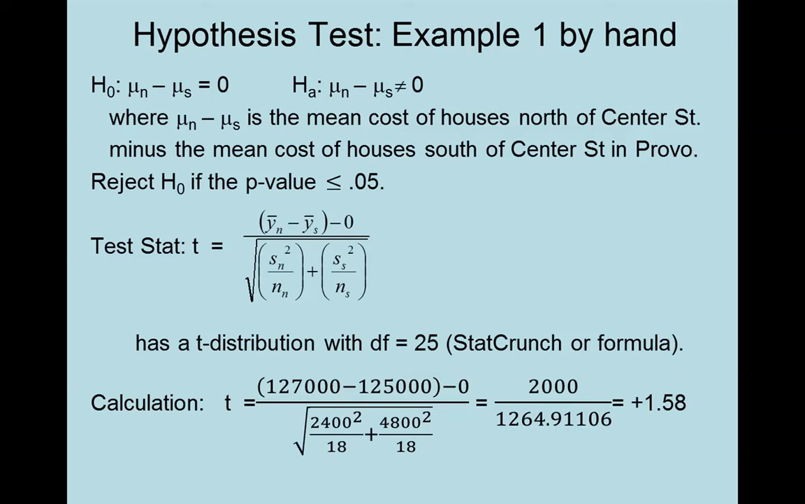So the calculation would be 127,000 minus 125,000 for the numerator, so that gives you a difference of 2,000. In the denominator, the square root of all that stuff turns out to be 1,264.91106. So when you do that calculation of that fraction, 2,000 divided by 1,264.91106, and then you round that off to a couple of digits, you get the t-score is positive 1.58. So what would we do next?